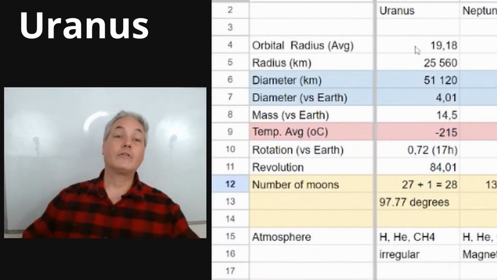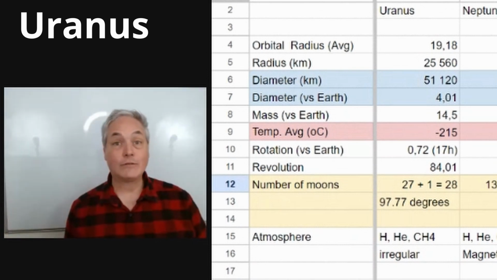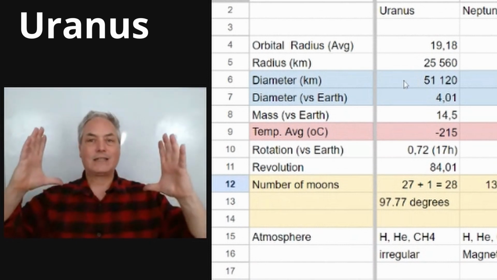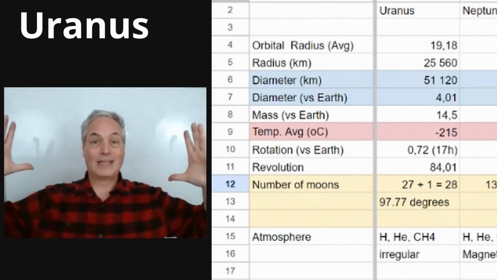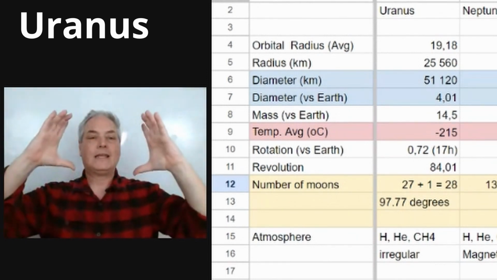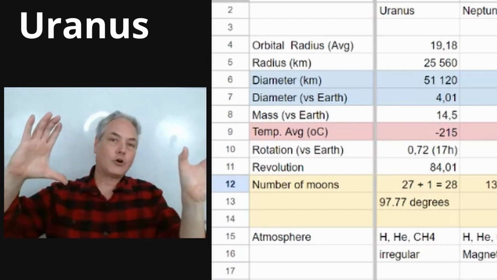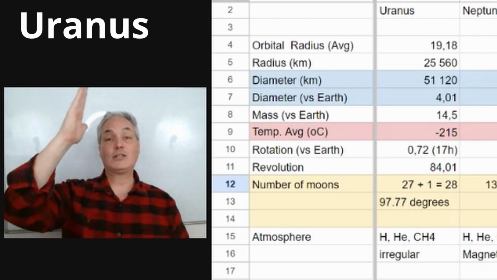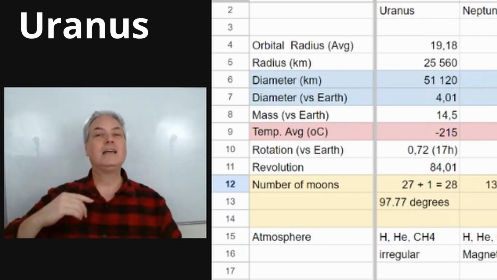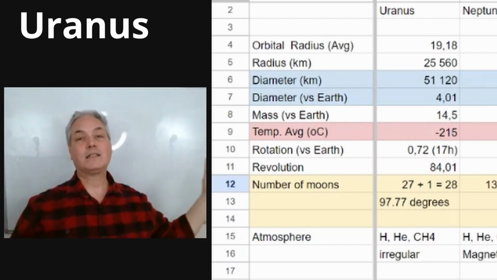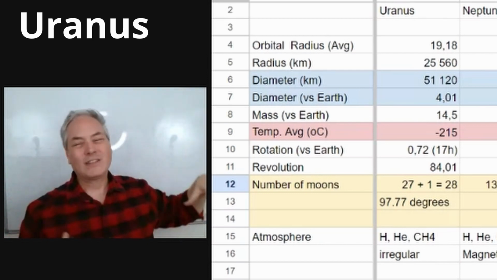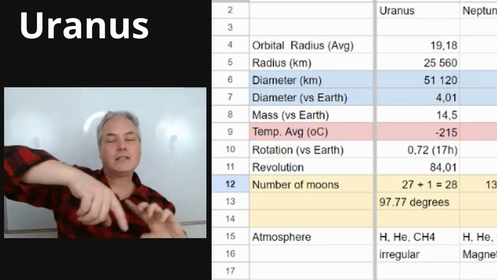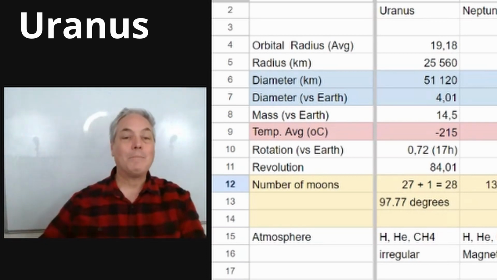So here, Uranus is 19 astronomical units from the sun, and its diameter of 51,000 kilometers is about 4 times as big as Earth. So if you were to take Uranus, you can put 4 little Earths across its diameter. Interestingly enough, the axis of rotation is at 97 degrees. So as it goes around the sun, it is almost like a rolling ball. It's not a perfect rolling because the axis of rotation is 97 degrees, but it is a bit messy here.